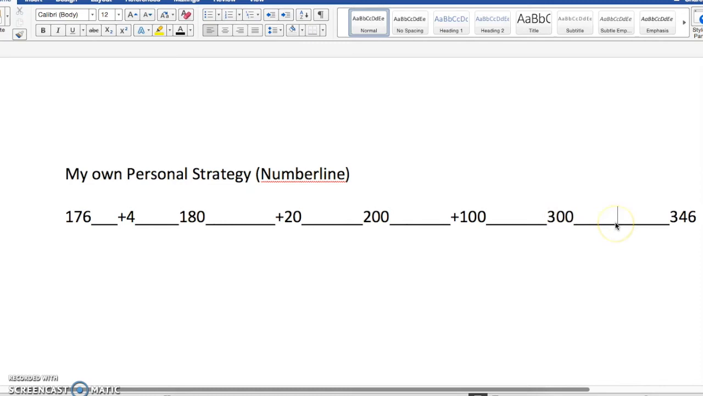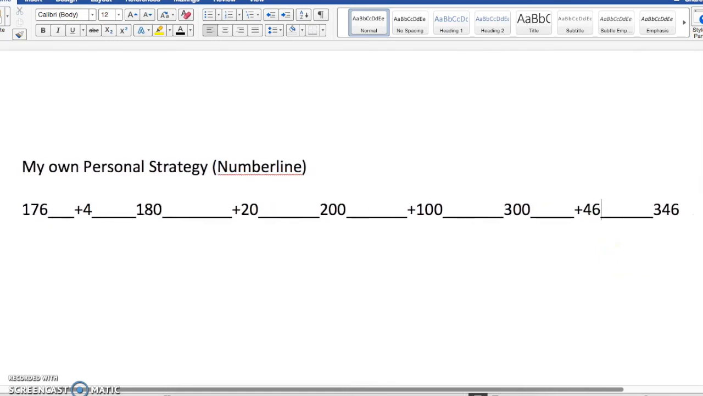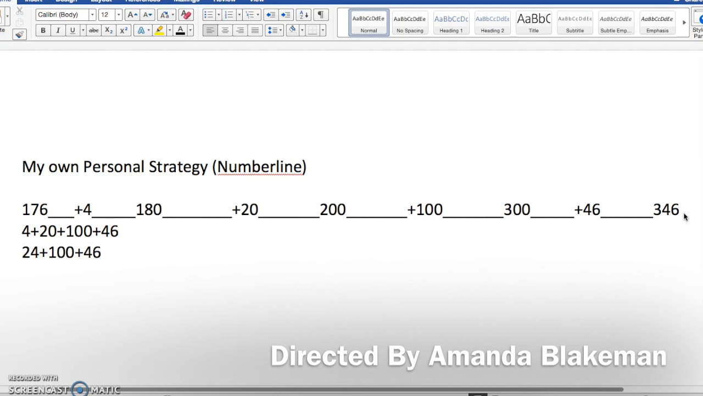And then to get from 300 to 346, we would add on 46. To get our answer, we look at what we added and we add it up. So we have 4 plus 20 plus 100 plus 46. This gives us 24 plus 100 plus 46, which then equals 170.